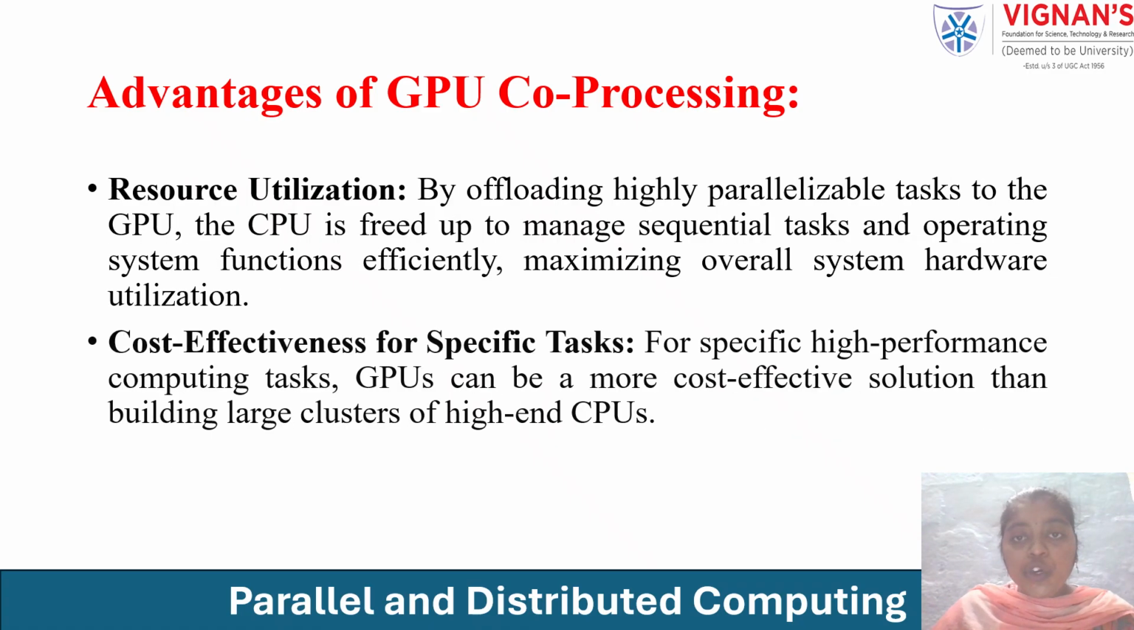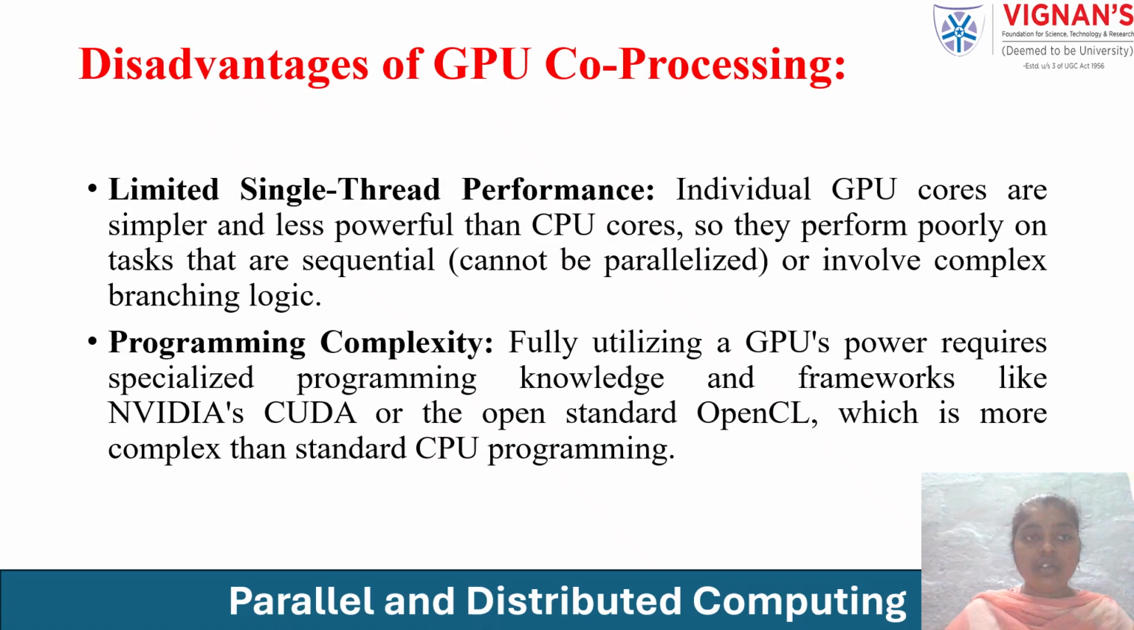Advantages of GPU coprocessing. Resource utilization. By offloading highly parallelizable tasks to the GPU, the CPU is freed up to manage sequential tasks and operating system functions efficiently, maximizing overall system hardware utilization. Cost effectiveness for specific tasks. For specific high performance computing tasks, GPUs can be a more cost effective solution than building large clusters of high end CPUs.